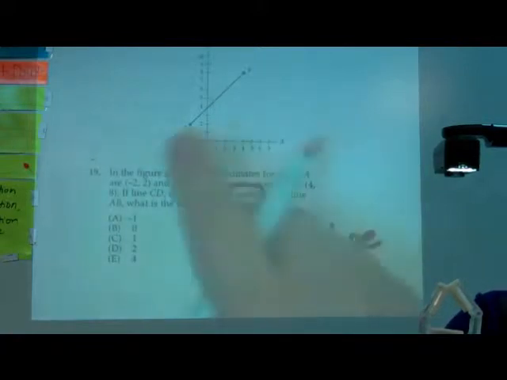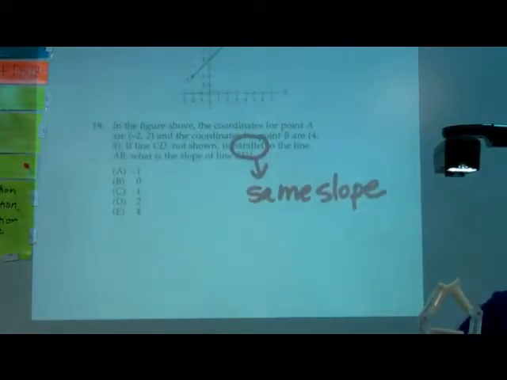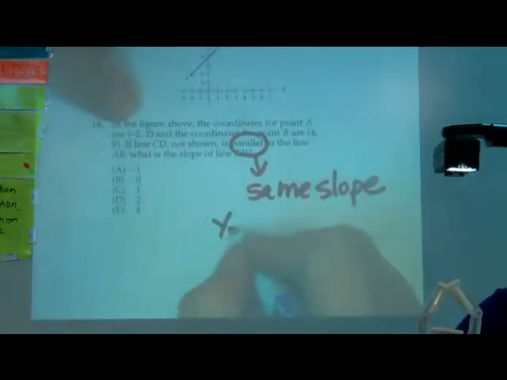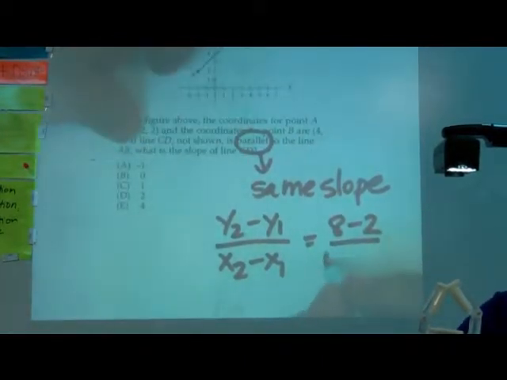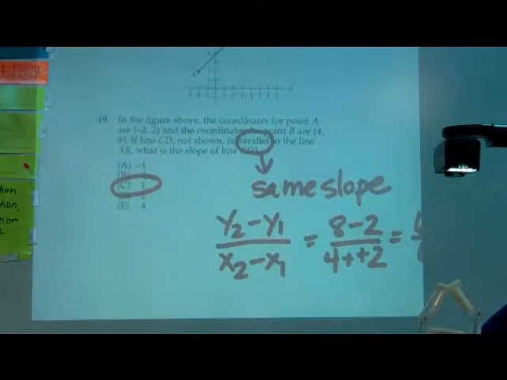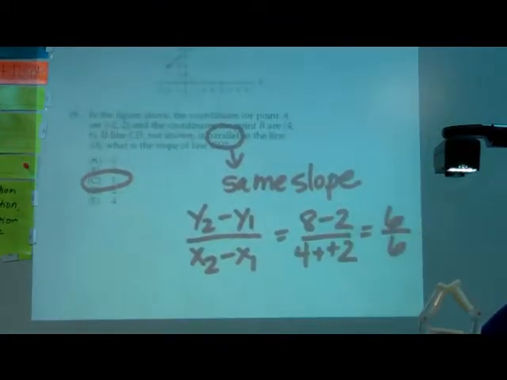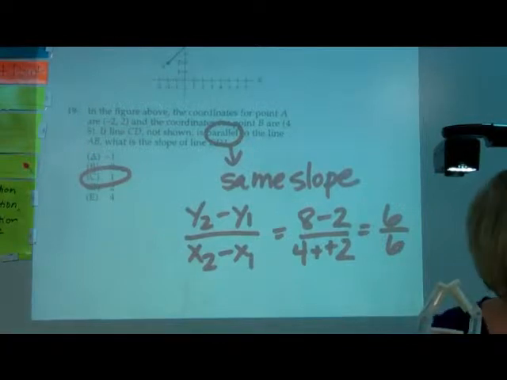So you can find the slope of this line. You've got 2 points on the line. So just do y2 minus y1 over x2 minus x1. So 8 minus 2 over 4 minus negative 2. 6 over 6, which is 1. So not too bad.